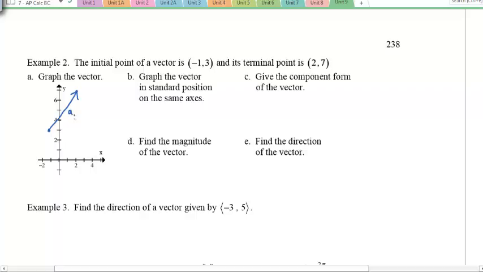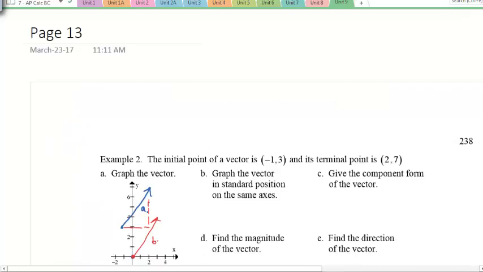Then it says, graph the vector in standard position on the same axis. So the idea is, can you take this vector and shift it so that it's at the standard position, meaning the starting point is on the origin, and you're going to go the same distance to the right. So 1, 2, 3, 3 to the right, and 1, 2, 3, 4 up. So 3 to the right, 4 up. I'll end right here. And notice these two vectors are parallel to each other.